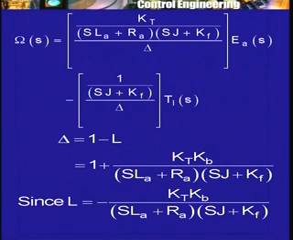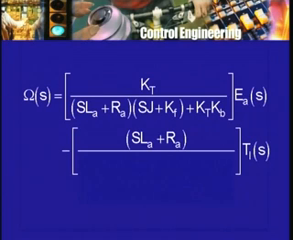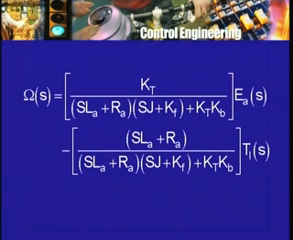The numerator now, the numerator was 1 by (sJ plus Kf). Now I am multiplying that by (sLa plus Ra) into (sJ plus Kf). So what will I have there? Only sLa plus Ra. The sJ plus Kf factor cancels out. So this is what the two transmittances from Ea of s and TL of s to omega of s look like. Both of them have the same denominator.